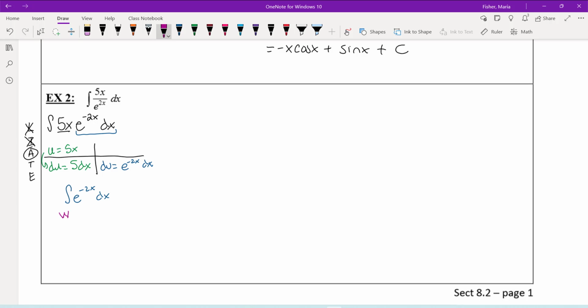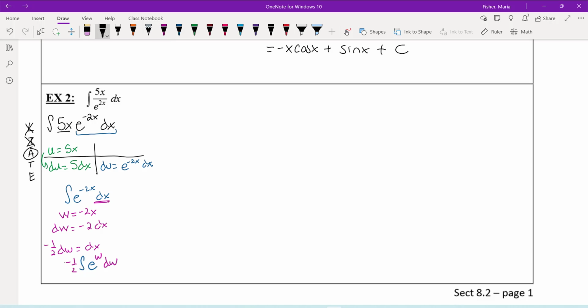We would probably let w, and I'm using the letter w because I'm using the letter u somewhere else. So I would let w equal negative 2x, and then dw would equal negative 2 dx. Well, I don't have a negative 2 dx, so I would divide by negative 2, and negative 1/2 dw would equal dx. And then we'd come back here and we'd say, well, this is just the indefinite integral of e to the w times negative 1/2 dw.